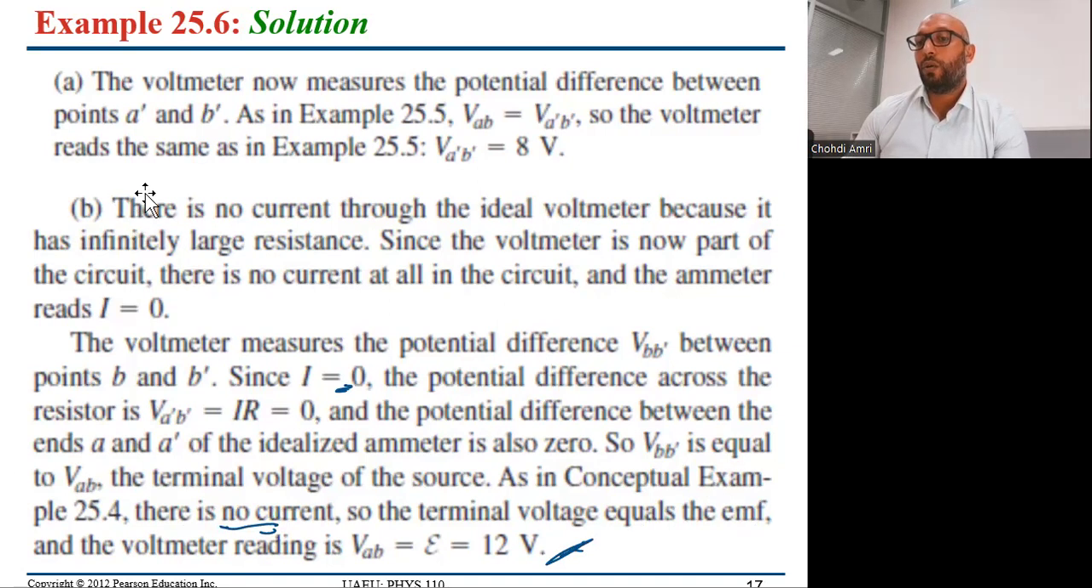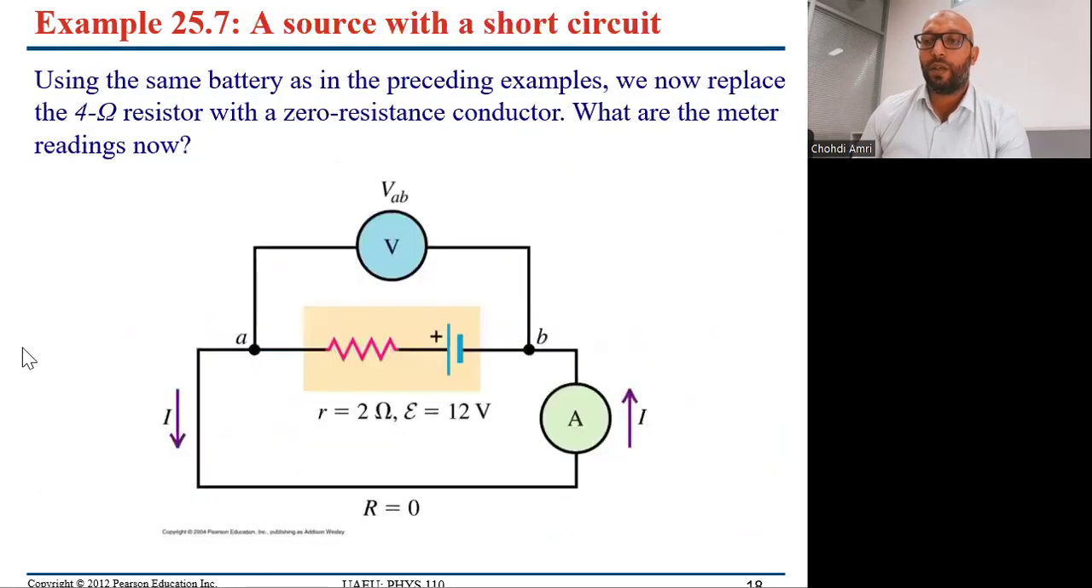Okay, so what we can say is that there is no current through the idealized voltmeter because it has an infinitely large resistance. So the internal resistance of the voltmeter is very large. And the current in this case will be 0. No flow of the current.